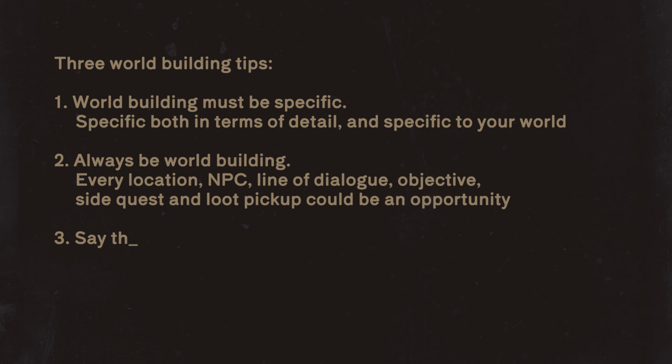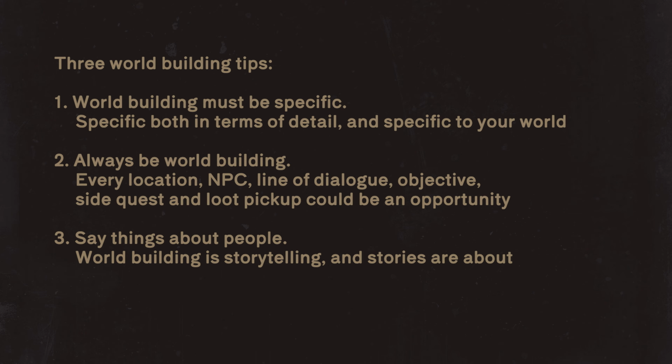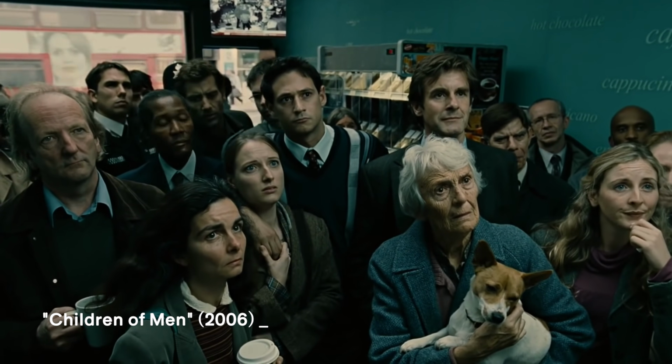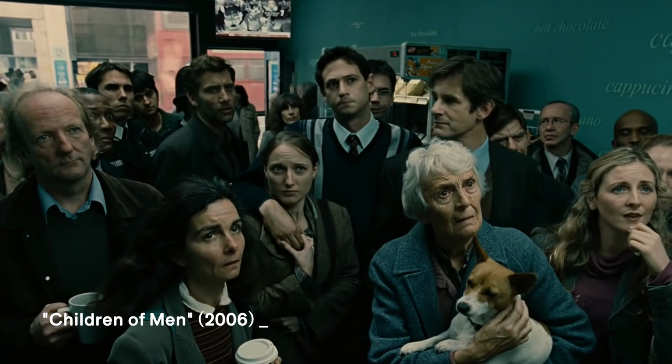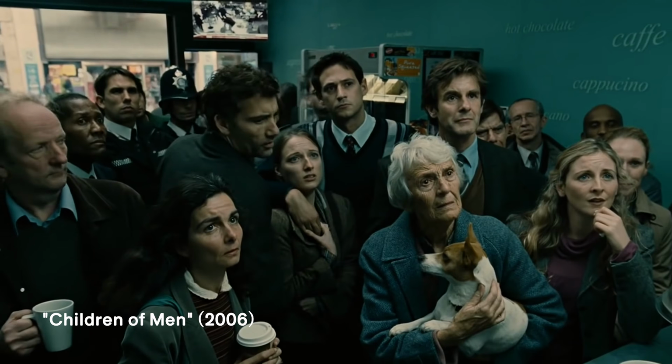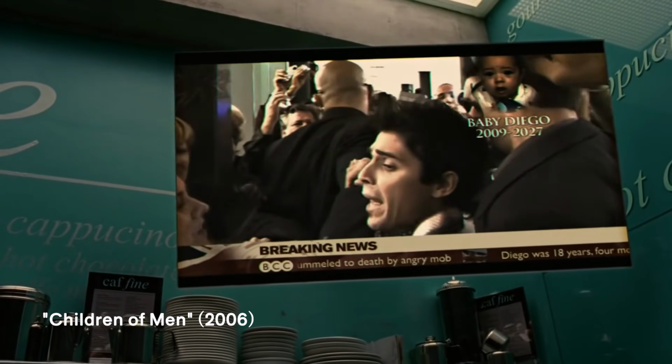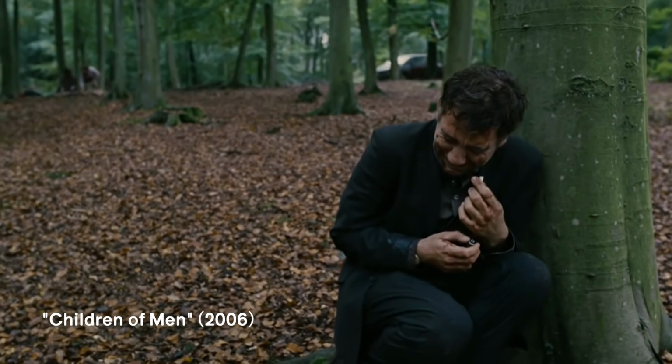My third tip for world building is that it's generally good if your world building says things about the people in that world. This is because world building is a form of storytelling, and stories are basically always about us as people and human ideas in general. In film, a great example of this is Children of Men, which I really recommend if you haven't seen it. In this film, the world building is always very clearly about us as people, and what would become of us in a world where hope is fading away.